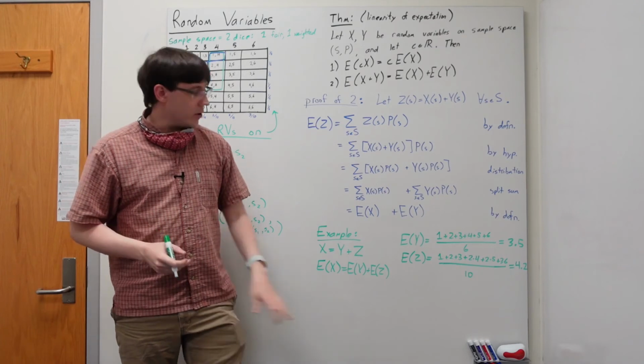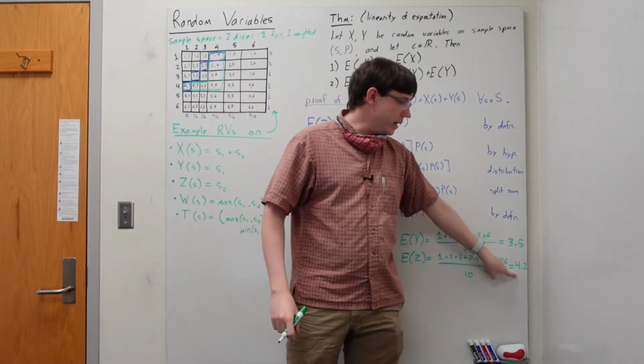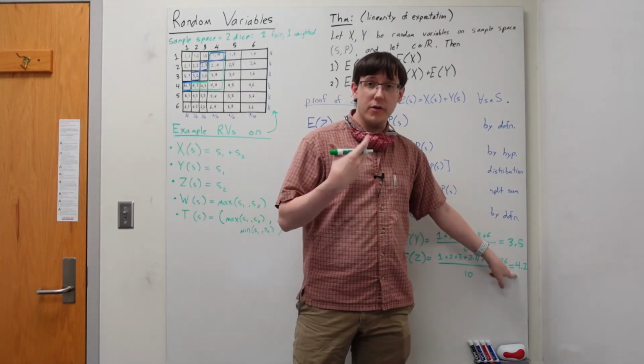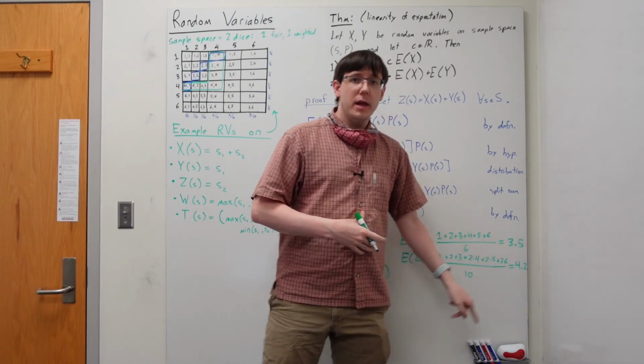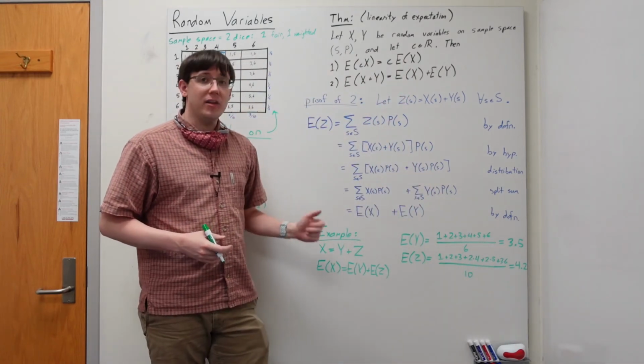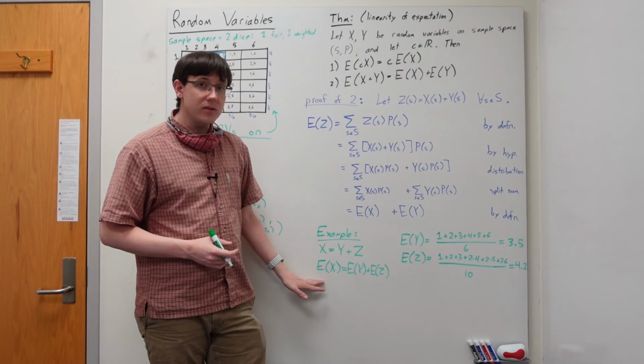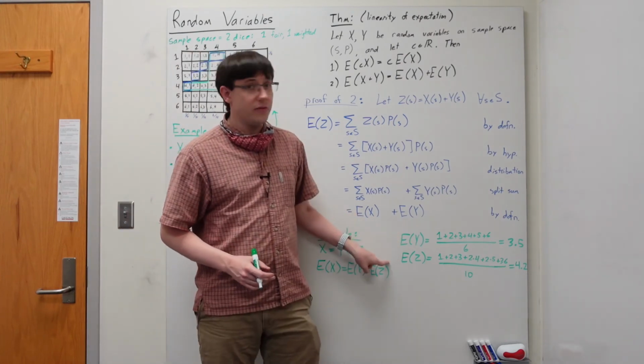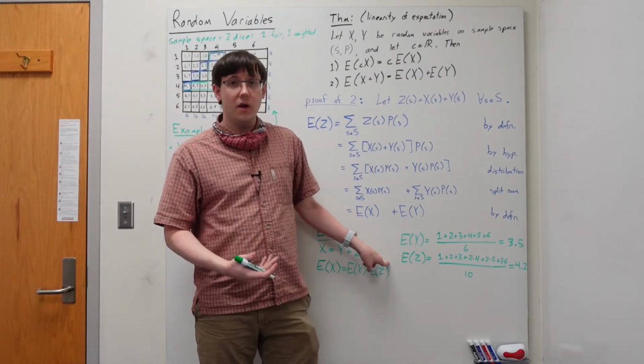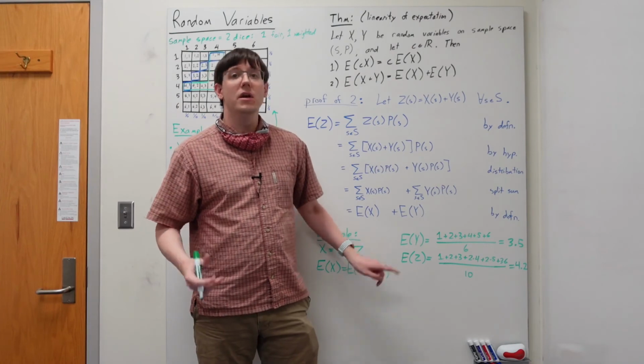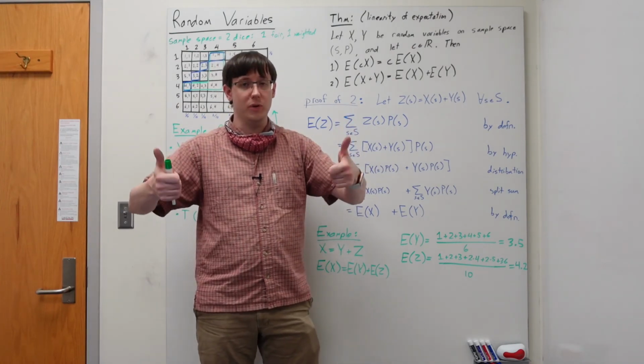And if we carry out all of this arithmetic, we get an expectation of 4.2, and so then the expectation of x is the sum of these two expectations, or 7.7, which gives us the same result we computed before.